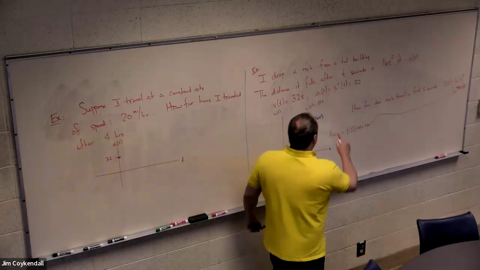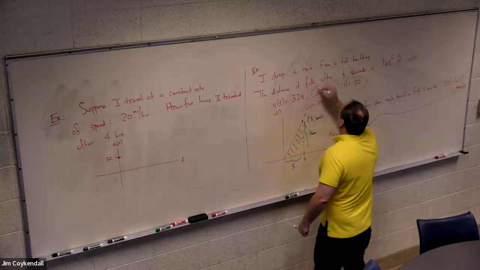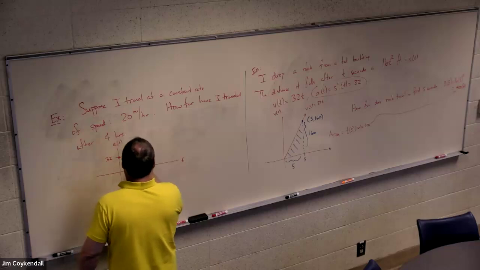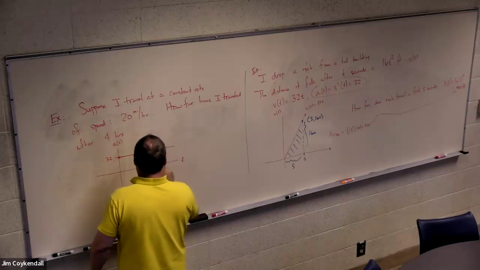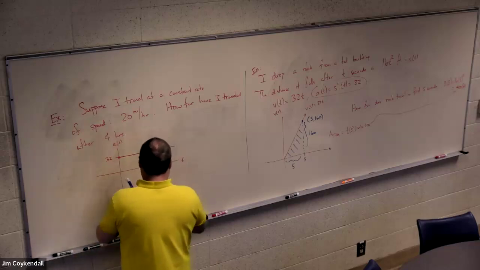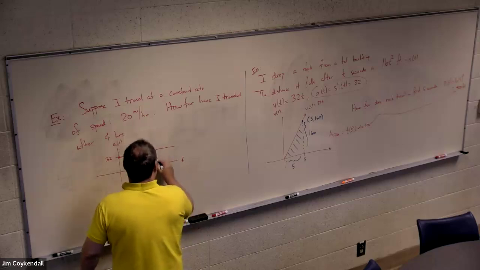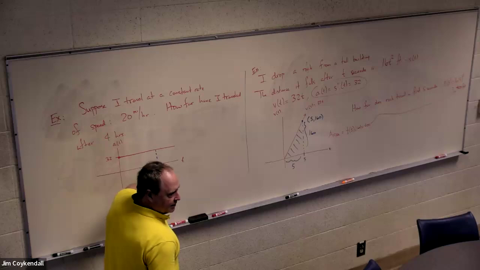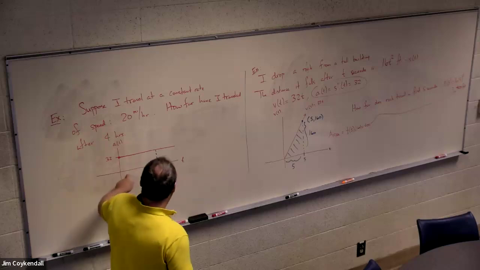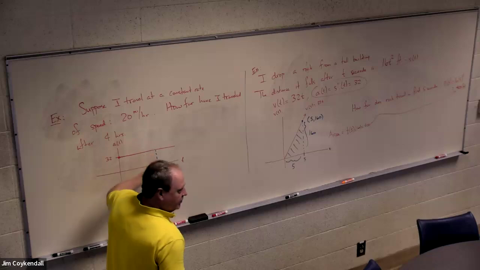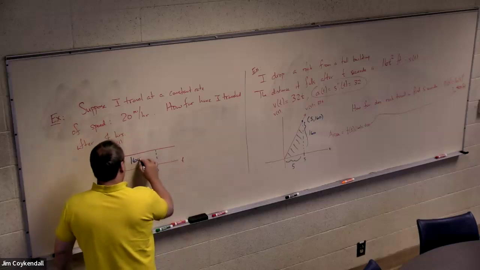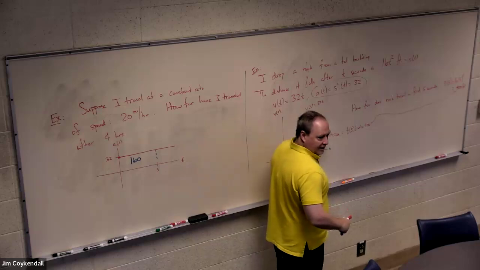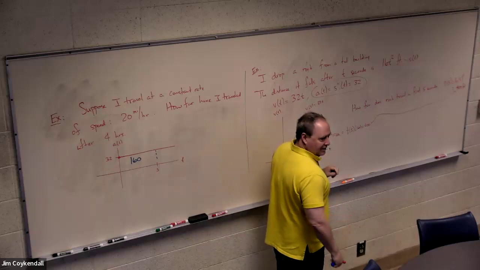Let's look at our acceleration. It was constant, right? What's the area under this curve from 0 to 5? Well, it's 5 wide, 32 high, it's 160, which is the velocity right at 5 seconds.